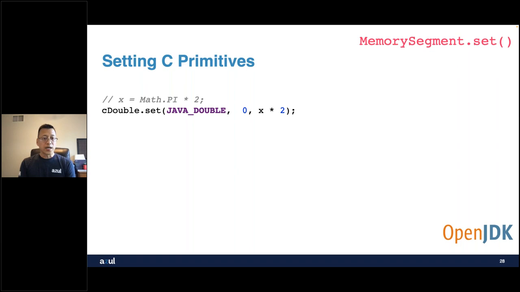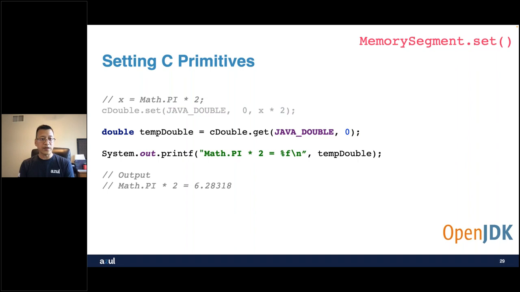All right, so how do you set the value? It's really simple. It's the same kind of concept. You still have an offset value for your second parameter. And then the last argument is the value you want to set it as. So the method is set, and the first argument is the value layout Java double, and then the offset, and then the value doubled. So it's 2 times pi, or double the value.